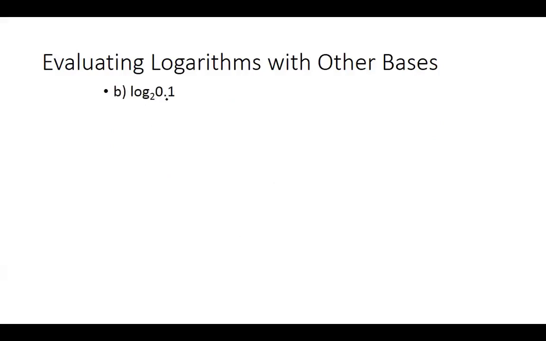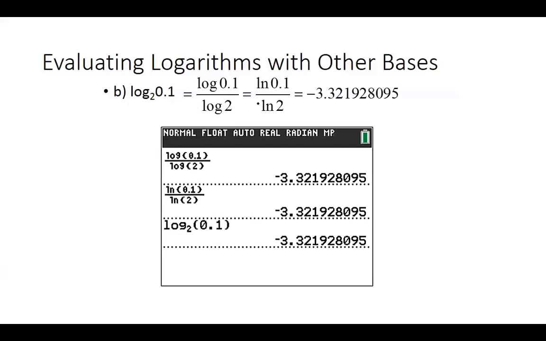So here we have log of 0.2 with the base 2. My calculator only evaluates base 10. So I'm going to write this as log of 0.2 over log of 2, and then use base 10, or you can use natural log. As you can see, you get these results using your calculator.